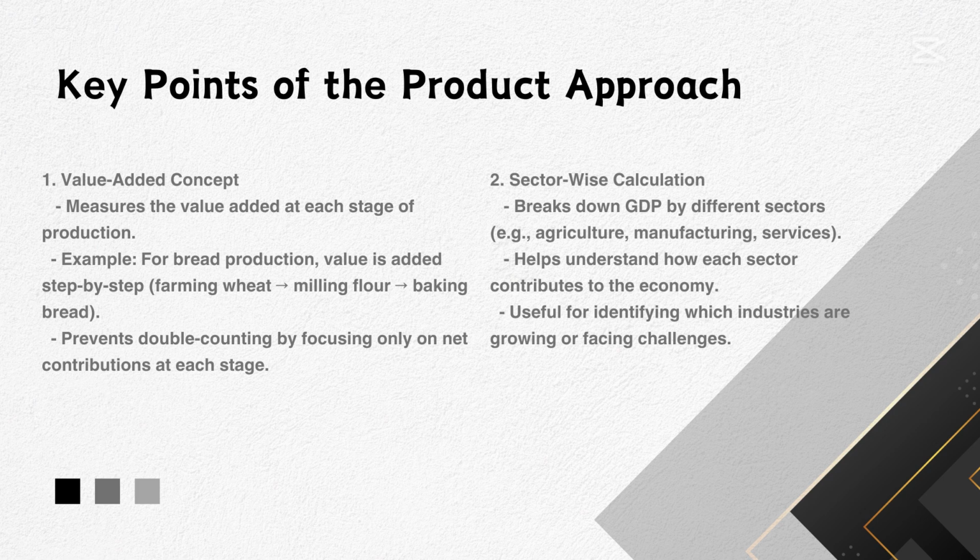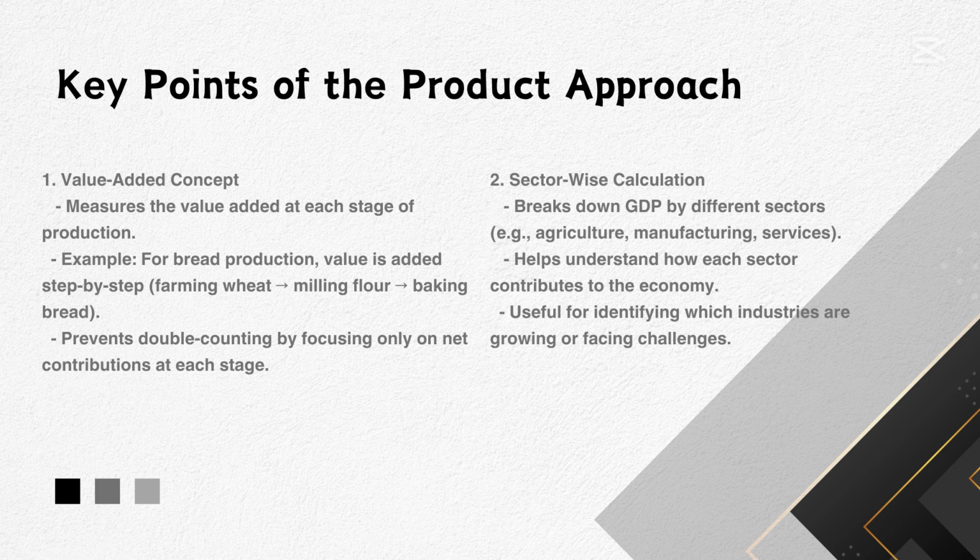There are four key points of the product approach, and the first one is the value-add concept. Measure the value added at each stage of production. For example, for bread production, value is added step by step. First is farming wheat, second is milling flour, and the last is making bread. This prevents double counting by focusing only on the net contribution at each stage.